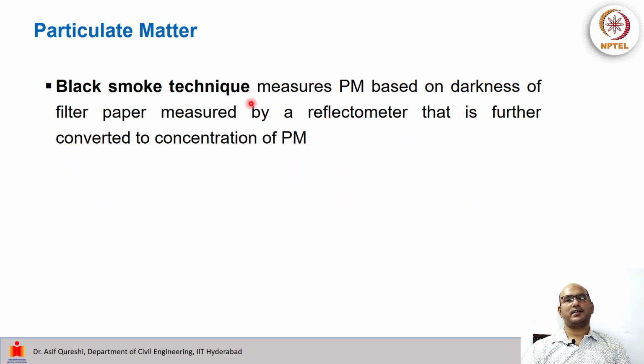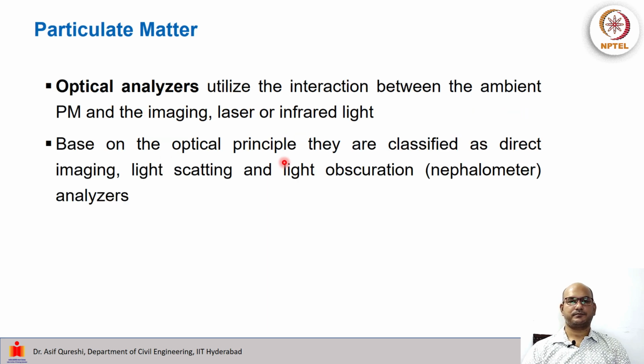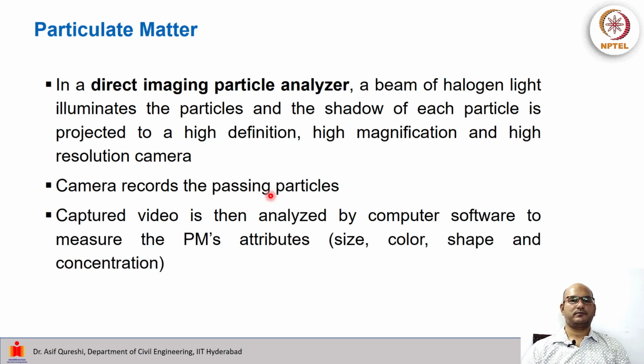The black smoke technique may measure PM based on darkness of filter paper measured by a reflectometer, and then it is converted to a concentration of PM. Then we may have optical analyzers that may utilize the interaction between ambient PM and imaging, laser or infrared light. They can be classified as direct imaging, light scattering and light obscuration, nephelometer type analyzers.